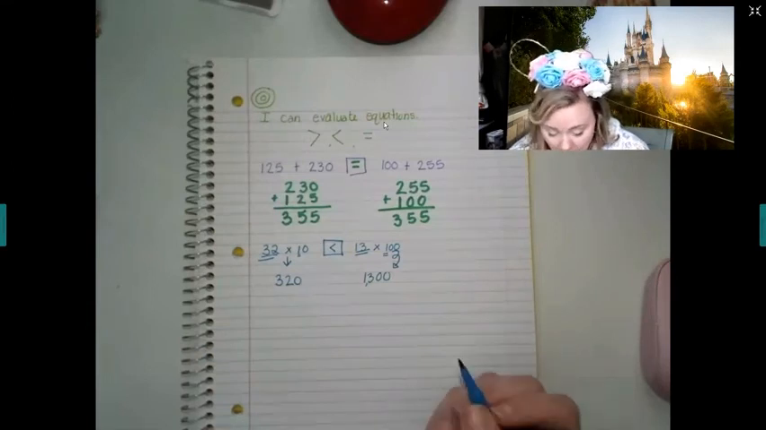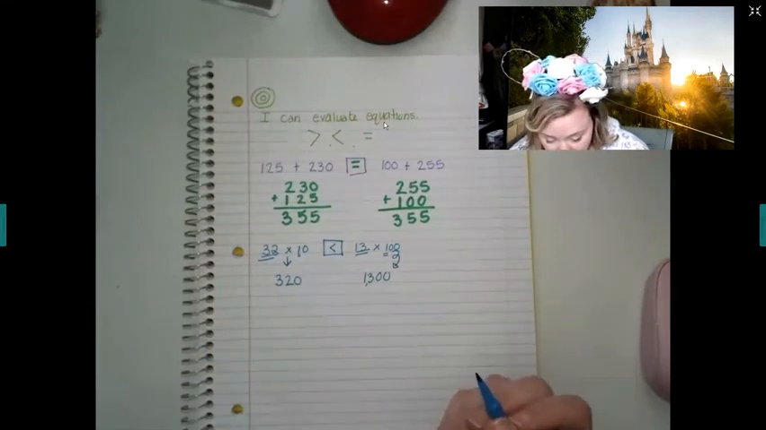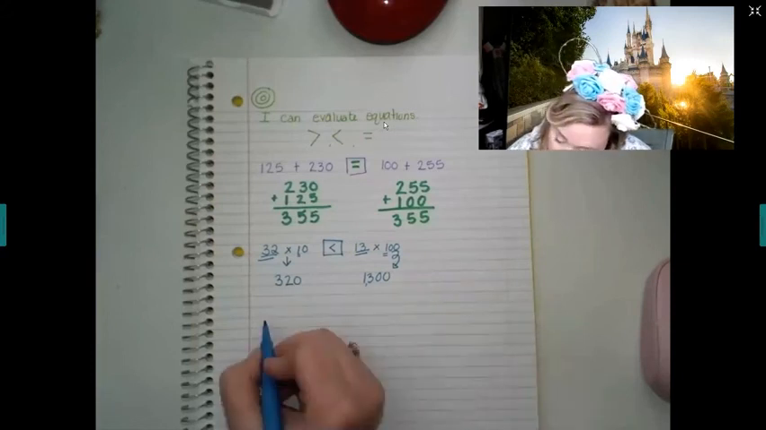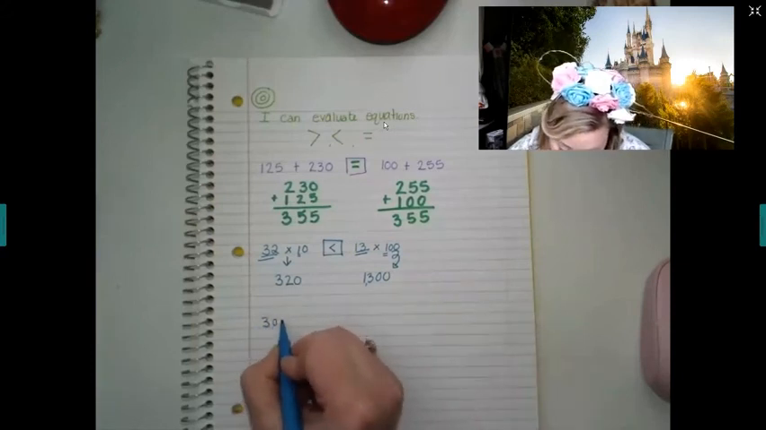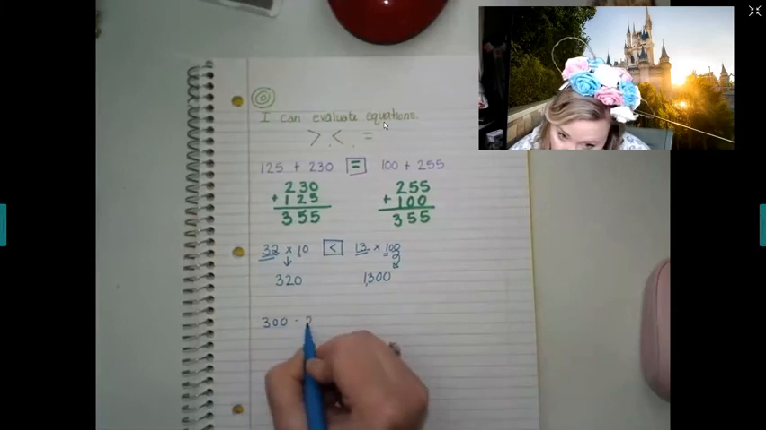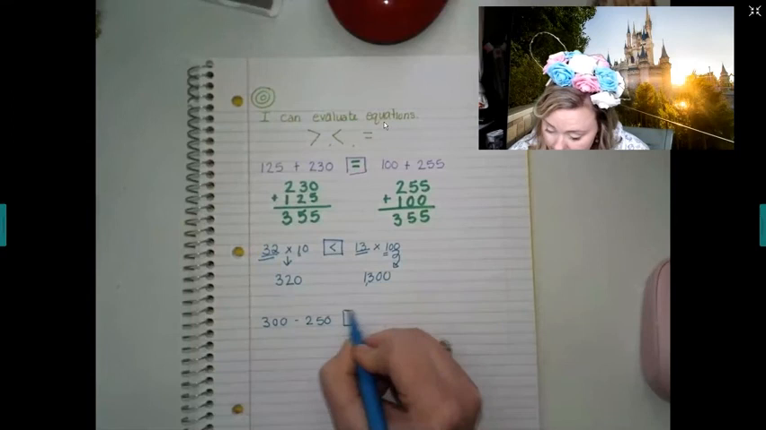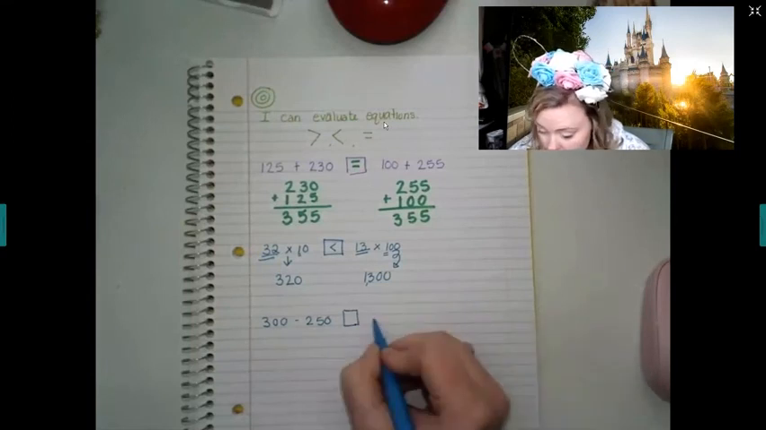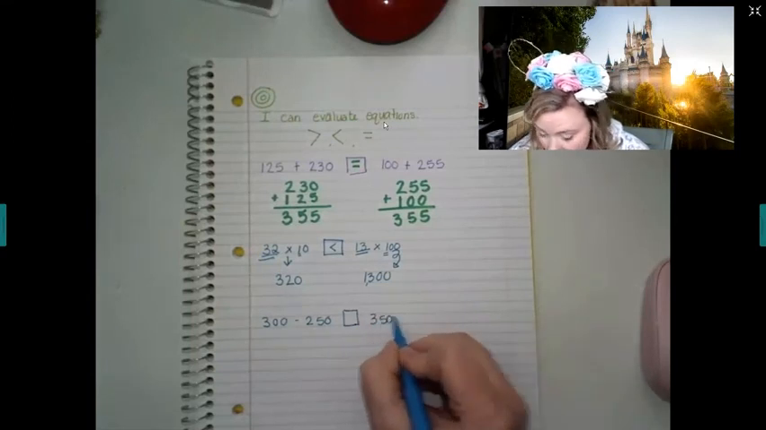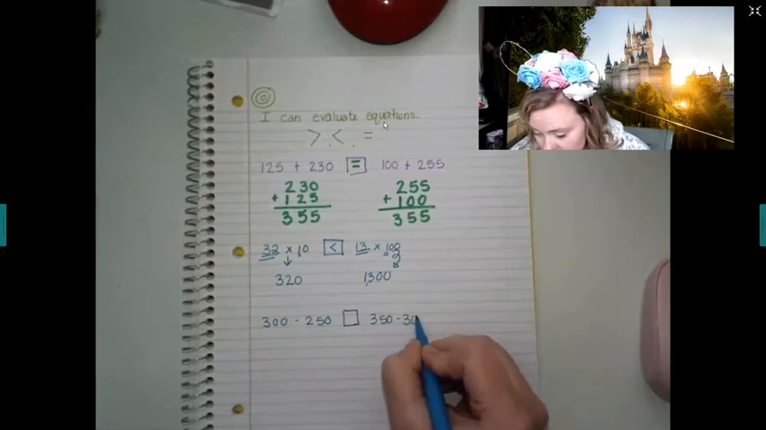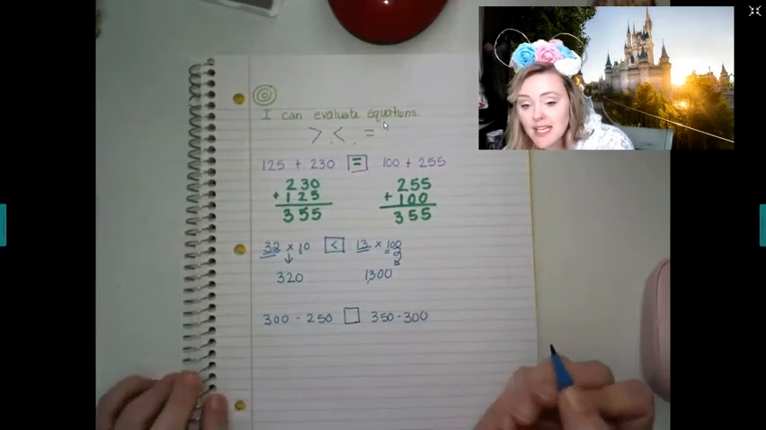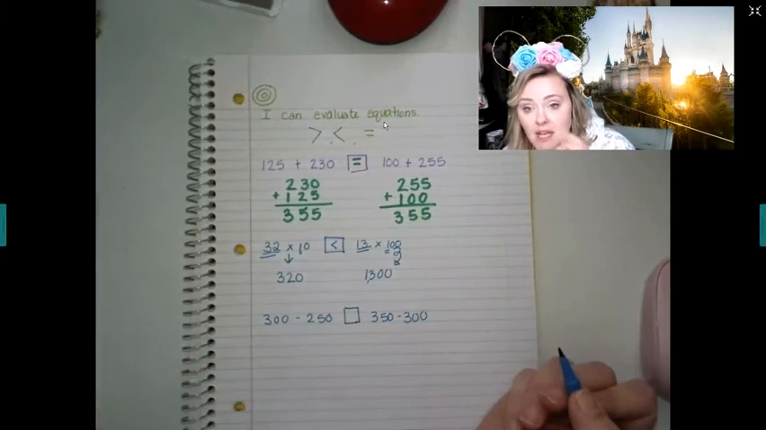All right, we're going to try one more. This one says 300 minus 250. Compare that to 350 minus 300. So this one's pretty easy to do in our head using mental math.